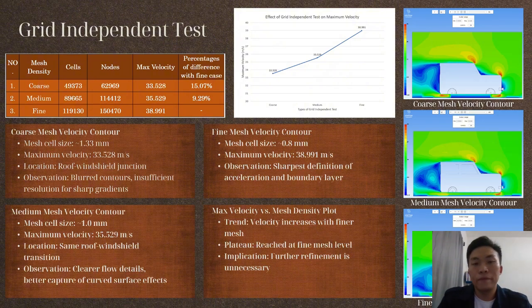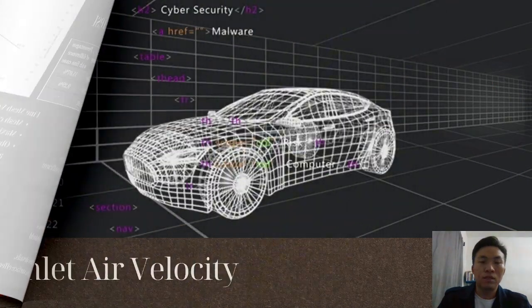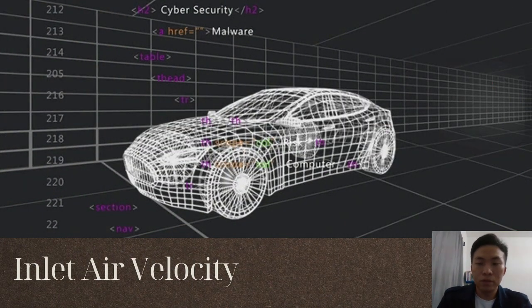Behind that, the line graph illustrates the relationship between the maximum velocity and mesh density. It clearly shows that as the mesh becomes finer, the maximum velocity increases, eventually plateauing at the fine mesh level. The stabilization indicates that additional mesh refinement beyond the fine mesh yields negligible change, confirming that grid independence has been achieved. The second result to be presented is inlet air velocity.